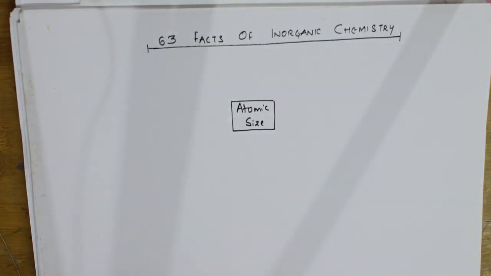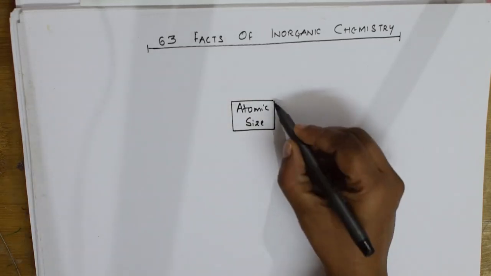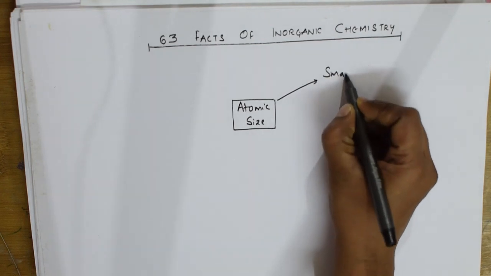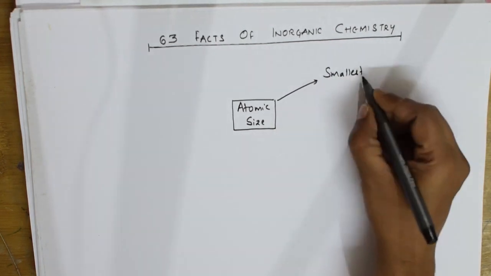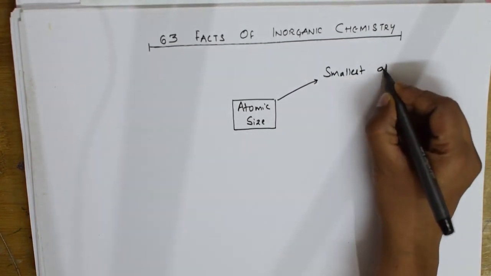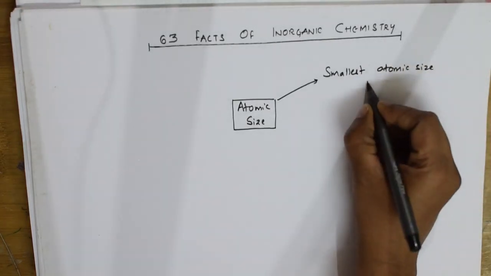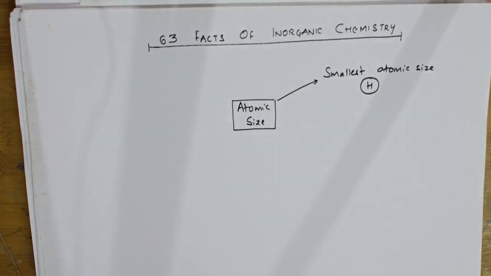So basically in chemistry, what is the smallest atomic size element? So let us write smallest. I'm giving you a question based on atomic size. What is the smallest atomic size element? That is nothing but hydrogen. Let us put it in a circle.